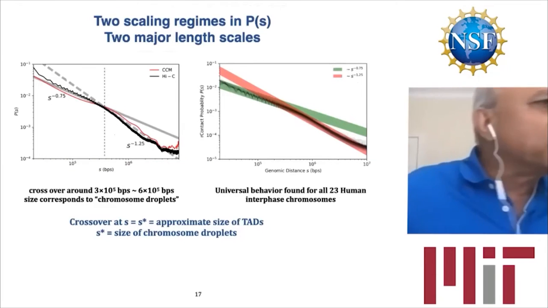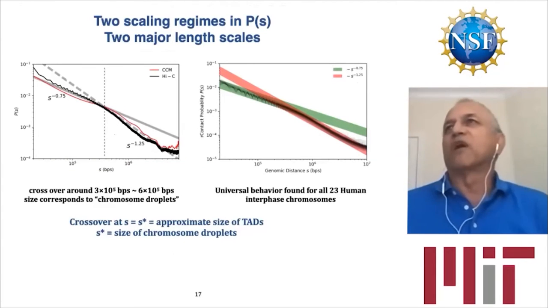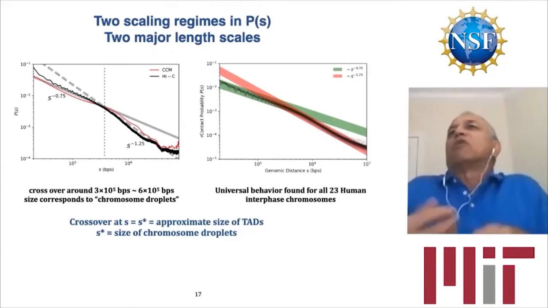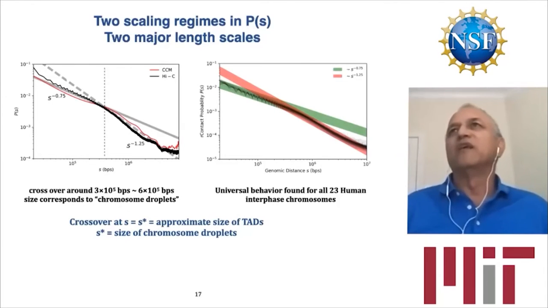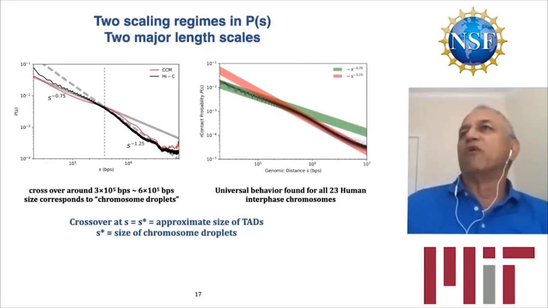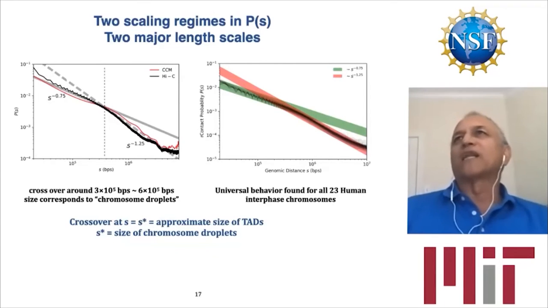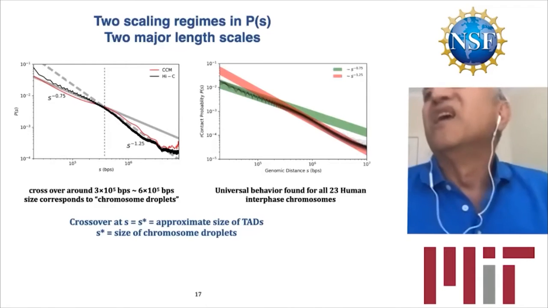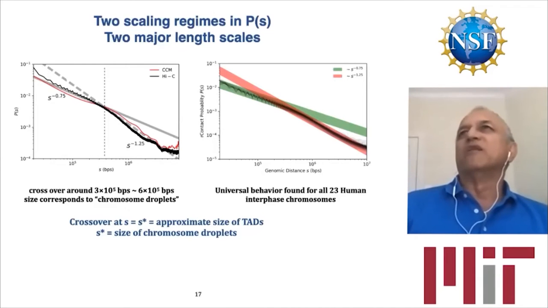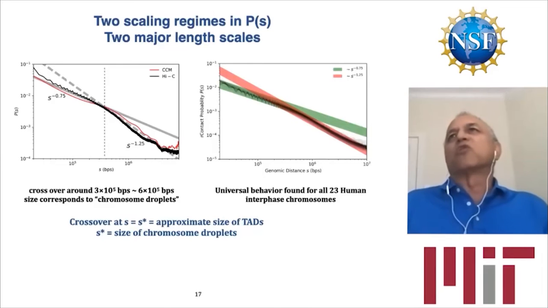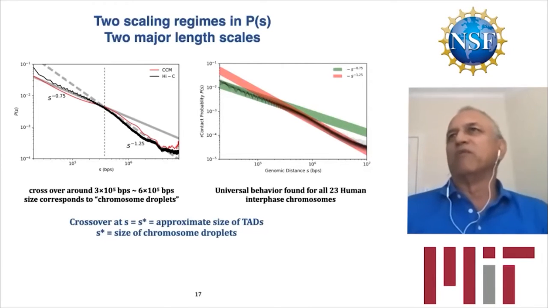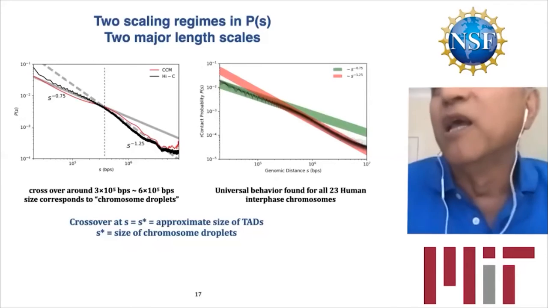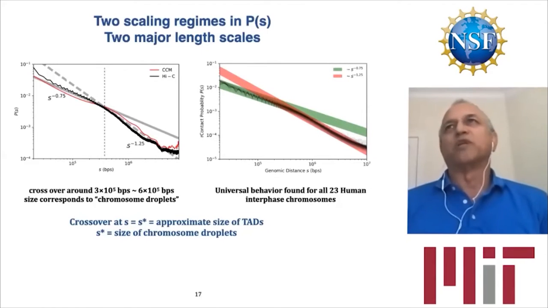This is another aspect that I want to briefly talk about, namely the two length scales are also present when you look at the contact probability as a function of genomic length. On the left are the comparisons for chromosome 5. The gray line is with experiments, and the red is from our computer simulations. And you can see there's a crossover from one kind of algebraic behavior to another kind of algebraic behavior around the size of the TAD, which we in fact designate as chromosome droplets.